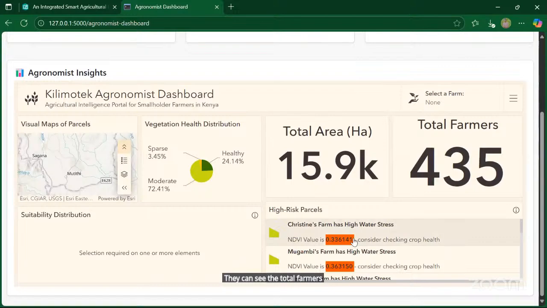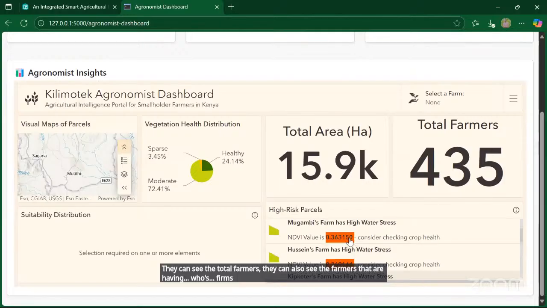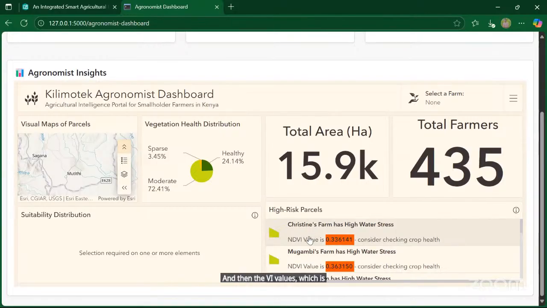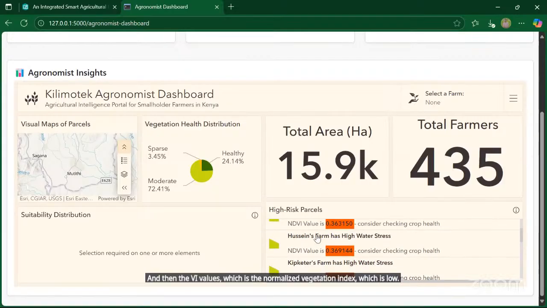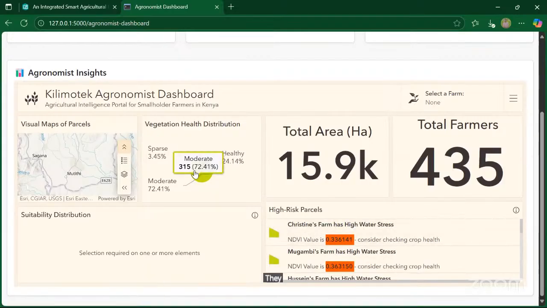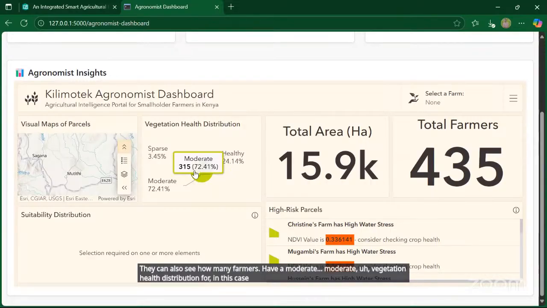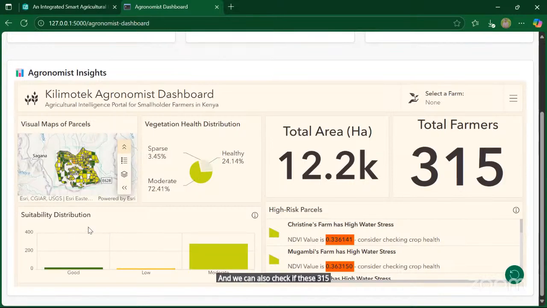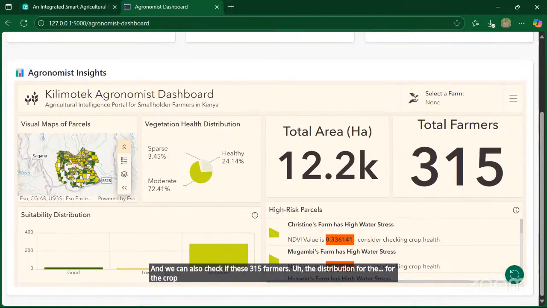They can also see the farmers whose farms are at a risk of very high water stress as per the indices, and the NDVI values, which is the normalized vegetation index, which is low. They can actually see that. They can also see how many farmers have a moderate vegetation health distribution. In this case, we are getting 315 farmers, and we can also check if the distribution of crop suitability for these 315 farmers is moderate, low, or good.